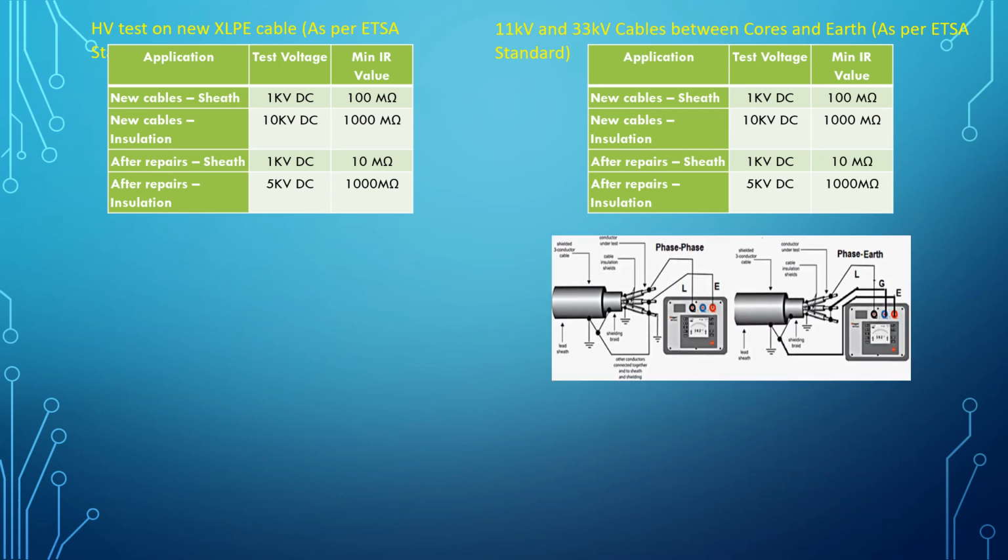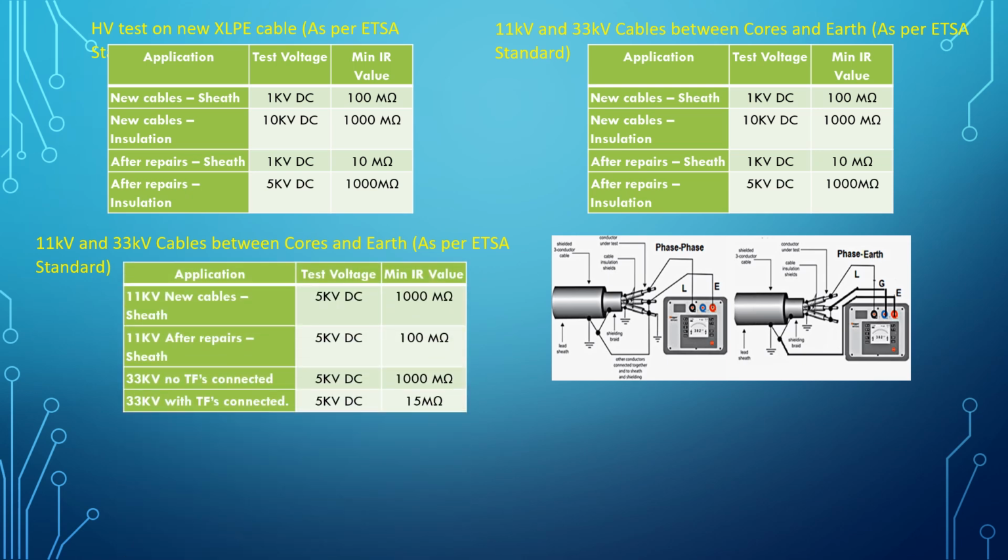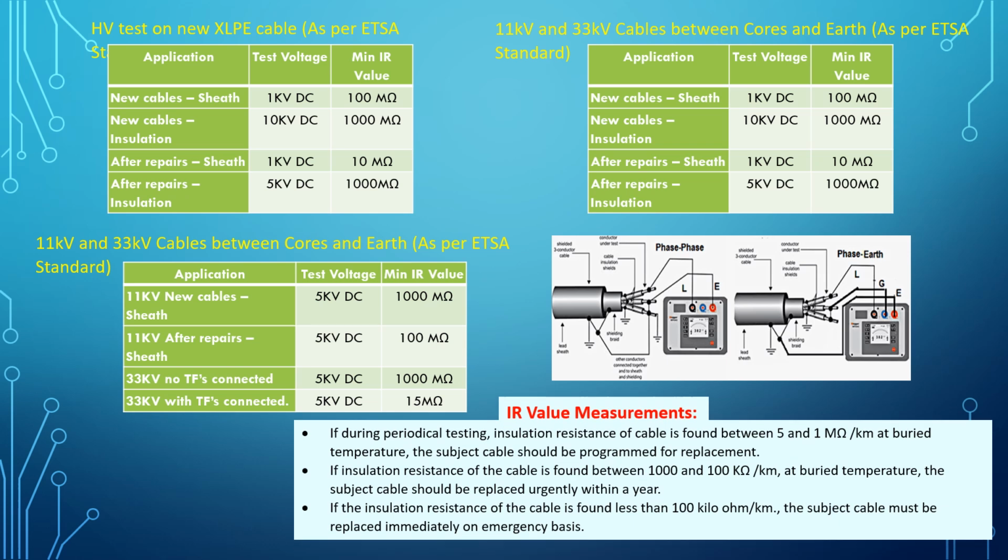So this is how you do the testing, the connections for your instrument: connected to phase red, yellow, blue, or if you have a 4-wire, RYBN. Then 11 kV cables between cores and earth. So all of this information, guys.